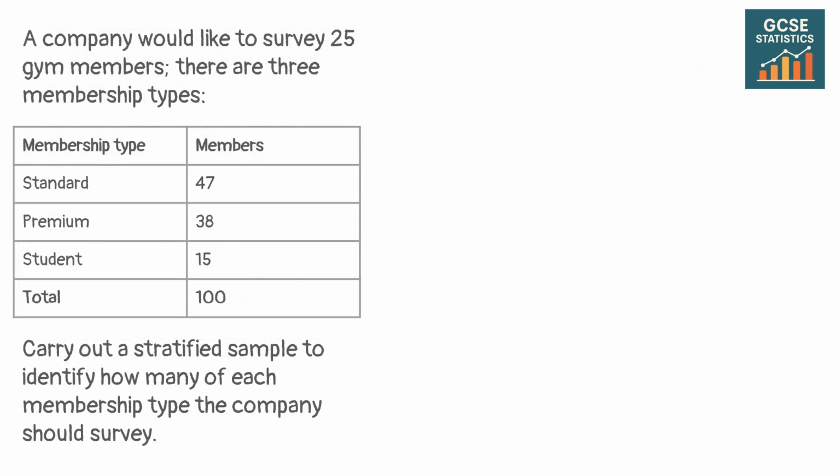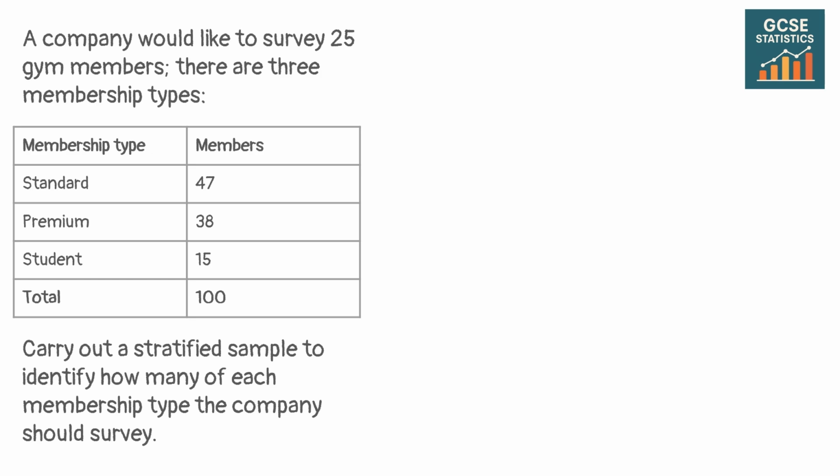Take this question. A company would like to survey 25 gym members. To add to this, there are 3 types of members: standard, premium, and student. The table below shows how many members there are for each type. We need to carry out a stratified sample to see how many of each membership type should be in our sample. Have a go at the question, as it will be good practice to make sure you've understood.